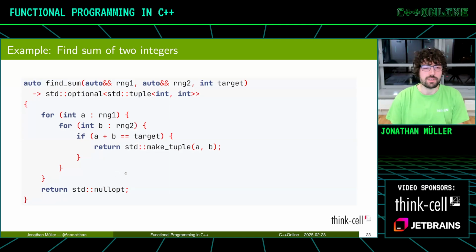This is how you would do it imperatively. You have two loops. You loop over all elements in range 1 and all elements in range 2. If there's a sum to target, then you return that. Otherwise, return nothing.